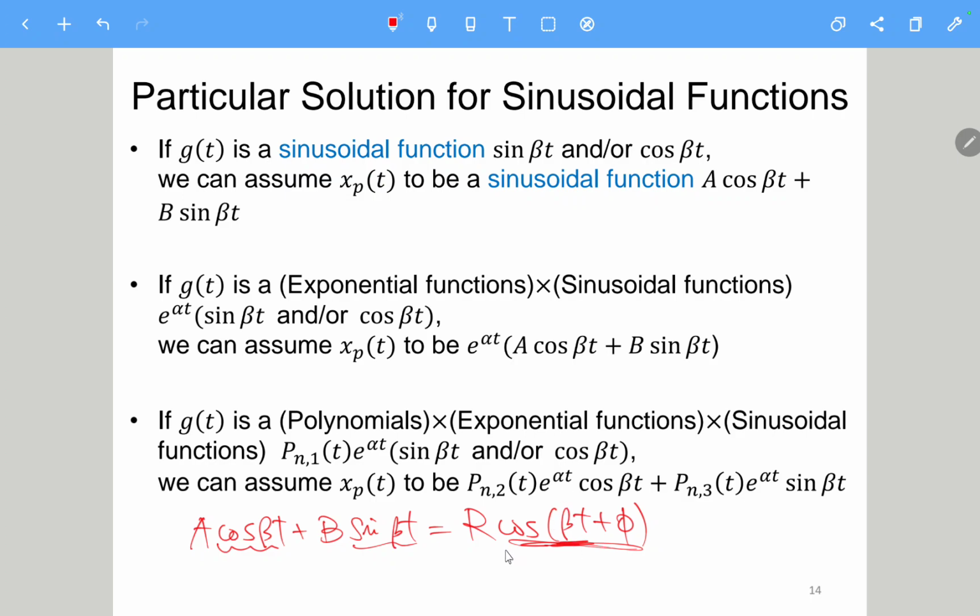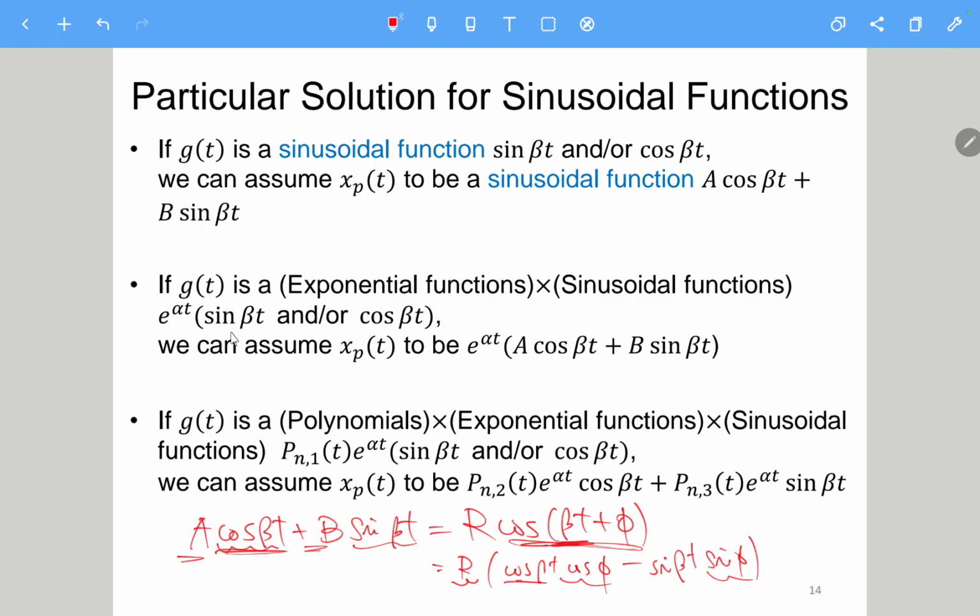Okay. So yeah, in high school trigonometry, you should know how to determine R. R should be the square root of a squared plus b squared, and then you can just write it as R cosine beta t cosine phi, minus sine of beta t sine of phi, something like this. Then you can just compare the coefficients, because you have cosine beta t, and you get R cosine phi equals a, and then negative R sine phi equals b, something like this. You can always do this.